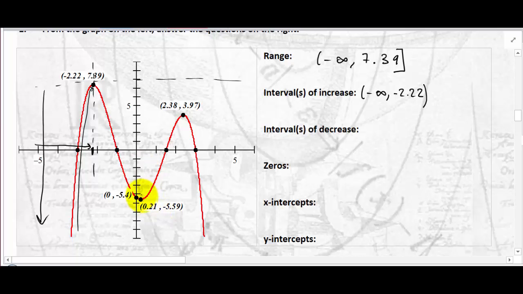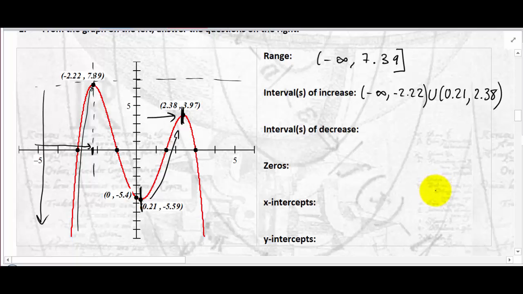Then there is another interval of increase that is between here and there, right? I see my function is increasing between these two x coordinates, so, in a union, it's 0.21, and then where am I? I'm at 2.38, 2.38. That's it. These are my intervals of increase.